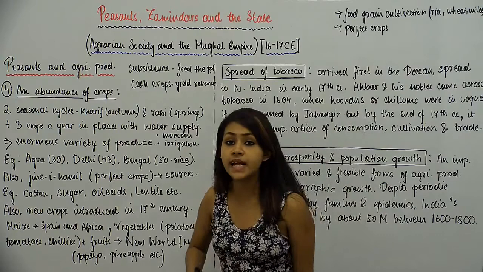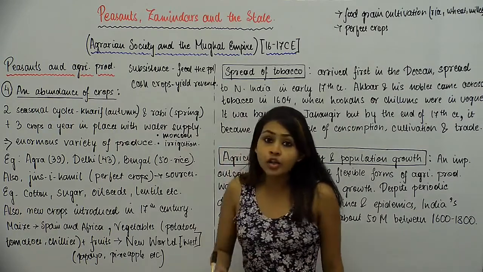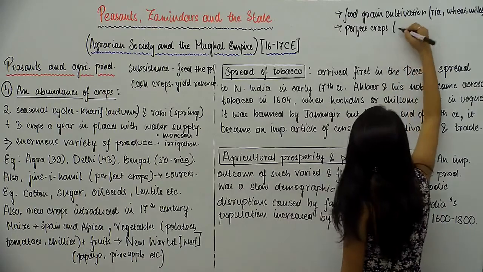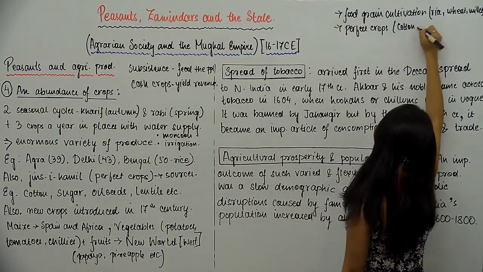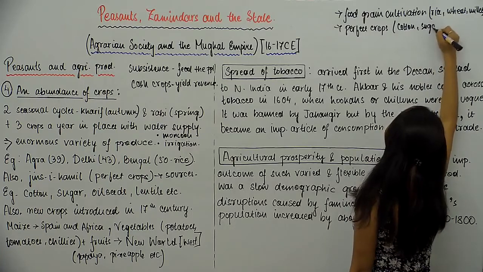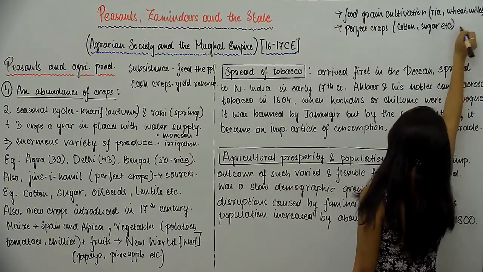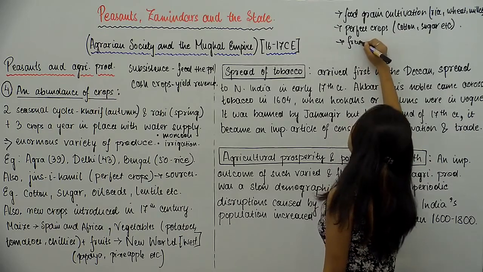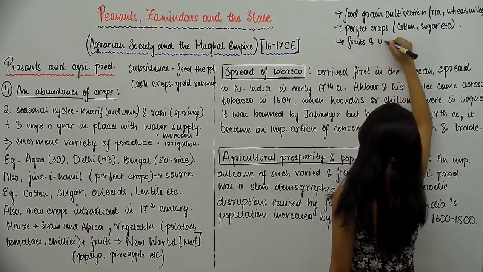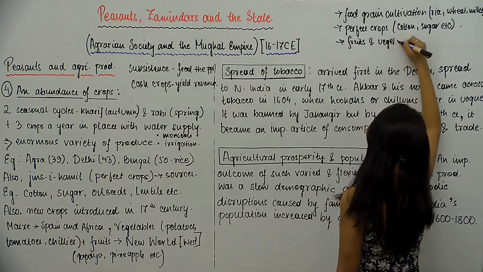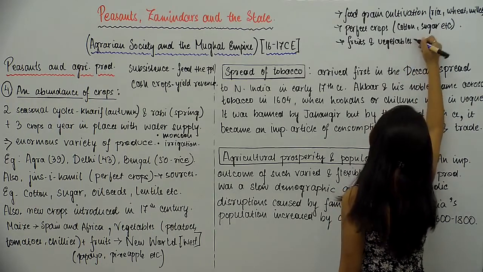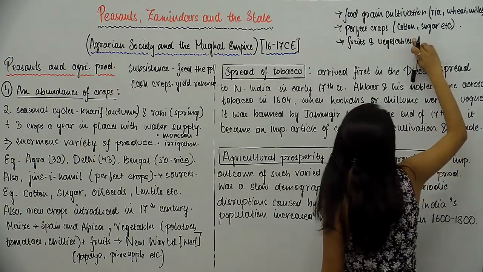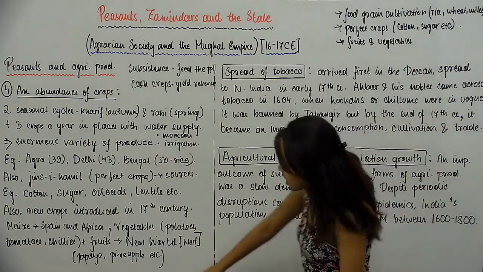These were crops that yielded revenue and that were preferred by the people. So we have cotton, sugar, etc. as these perfect crops. And then we see fruits and vegetables which were introduced to us by outside countries, by the Western countries. We don't need to talk about examples of fruits and vegetables, those are listed here.